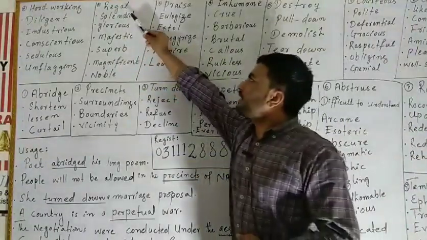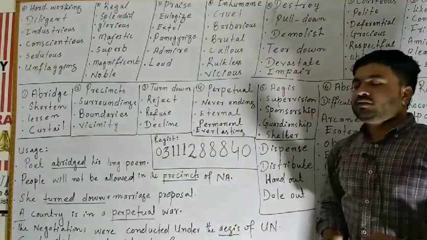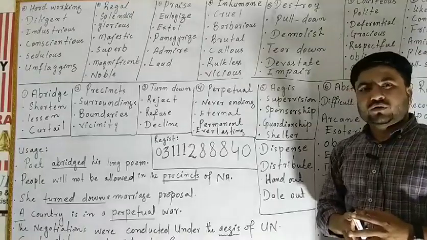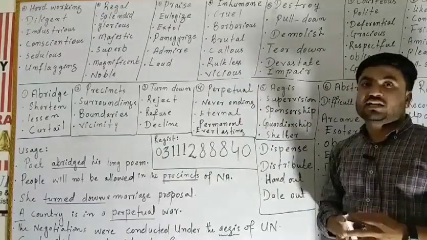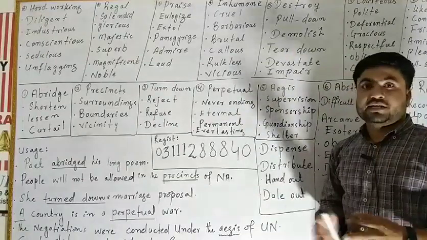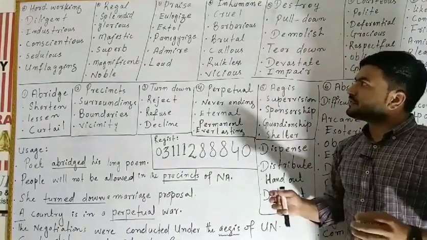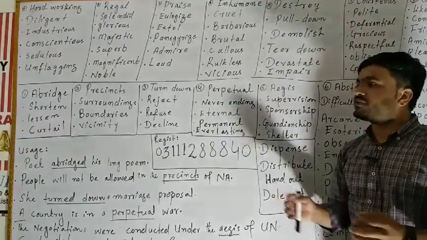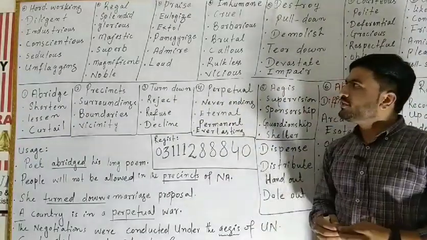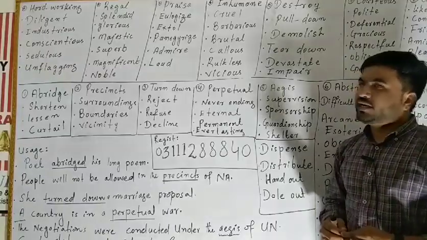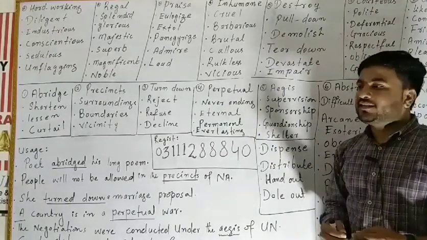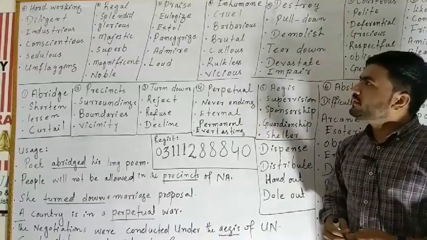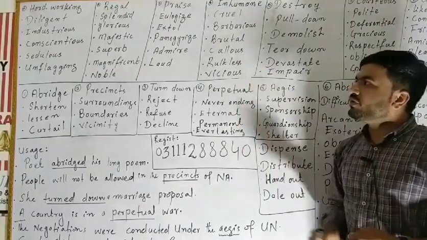Then we have a word regal. One can use, he looks a regal personality today: splendid, glorious, majestic, superb, magnificent, noble. She looks regal in her attire. Attire means dressing. Splendid. All words have the same meaning, regal.